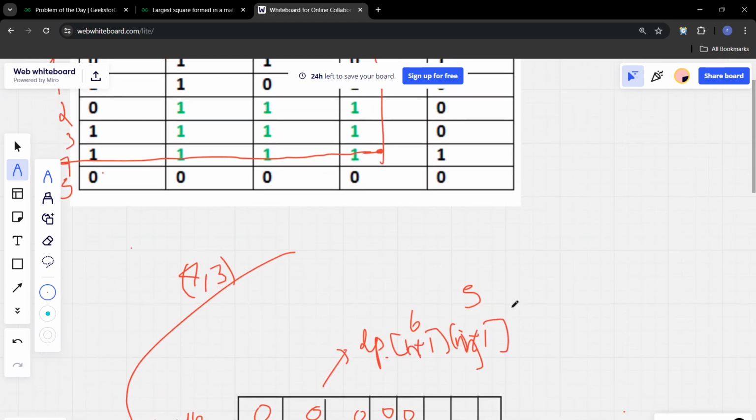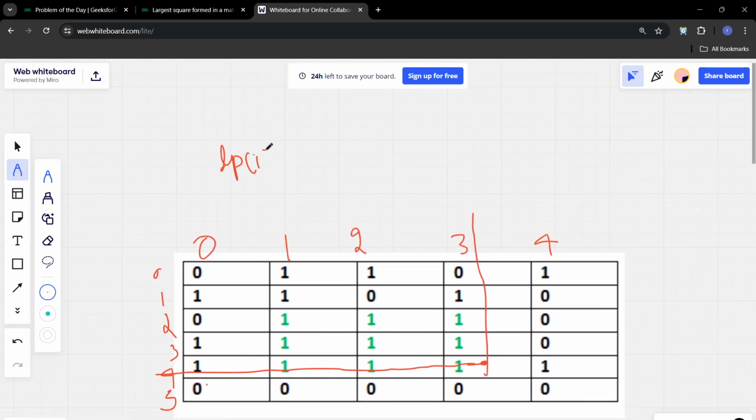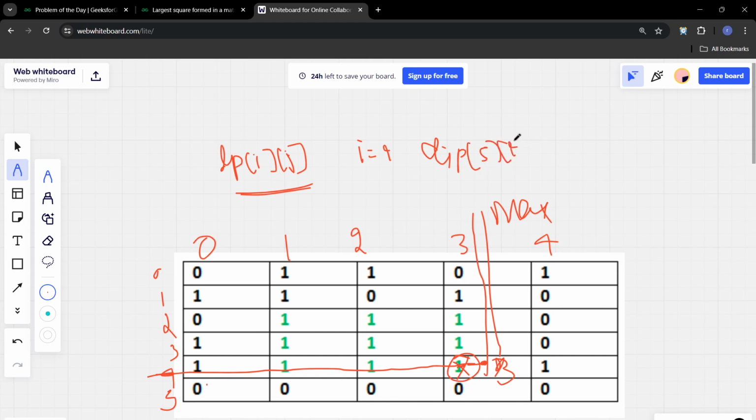Now what does this dp of i j signify? Now I'll tell you guys. Let us consider the i index is 4 and the j index is 3. Now, from here to here, till this index, including this index, the maximum square. Suppose here one is there, including this index. What is the maximum square side length? 3. So dp of 5 comma 4 is 3.